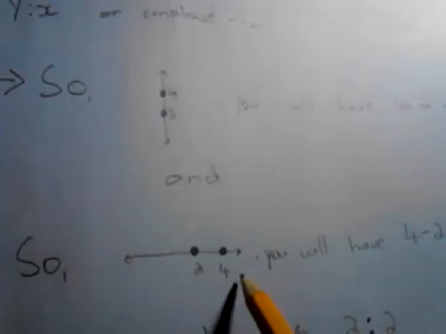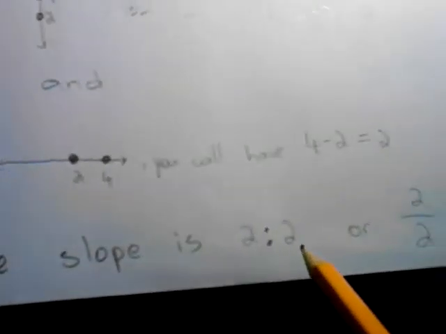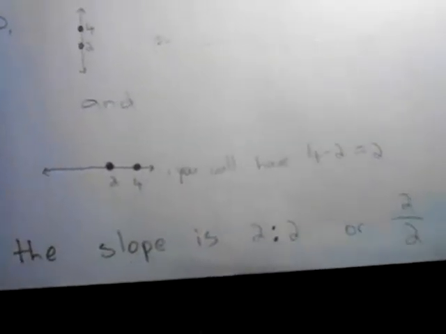And so you have the horizontal line, the 2 points there. You have to subtract them. Yes, you will have to subtract 2 from 4 and you get 2. So the slope is 2 to 2, or 2 over 2, and that will equal 1. So that's it. That's what you will have to do. So let's move to the next paper.